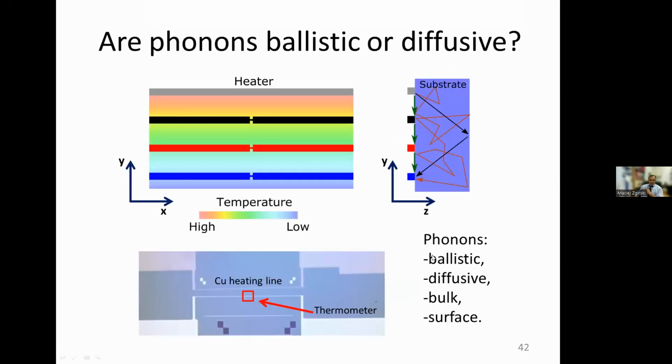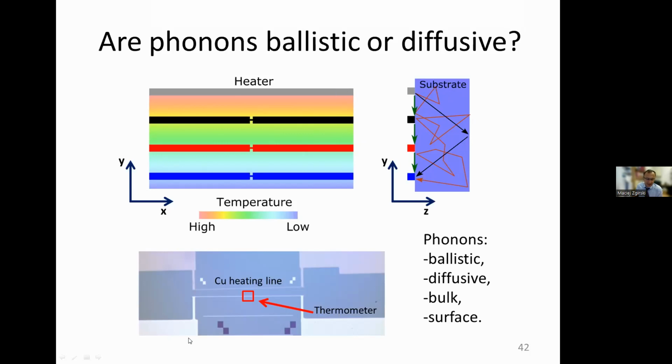So this type of structure, say we have this type here is the generic shape of the sample. We have a heating line, and here we have a couple of junctions. And now here schematically I draw the phonons. They can be ballistic, diffusive, bulk, surface. We don't know exactly, but by means of these phonons, we can redistribute energy between these non-galvanically connected lines.